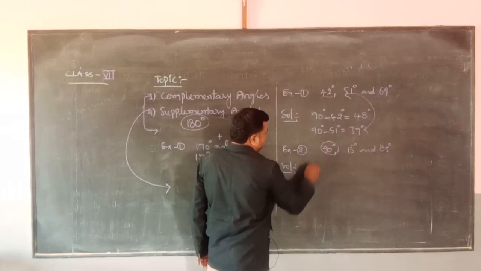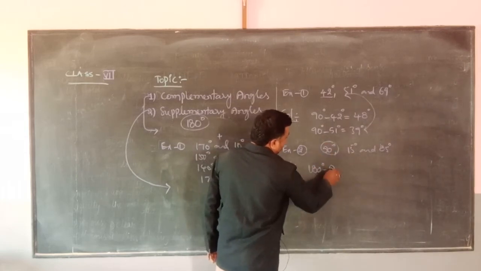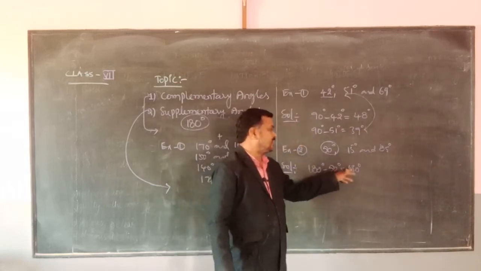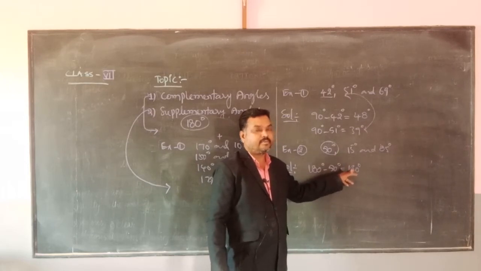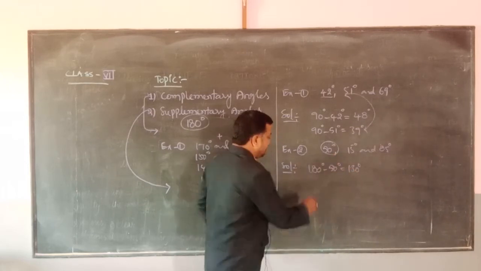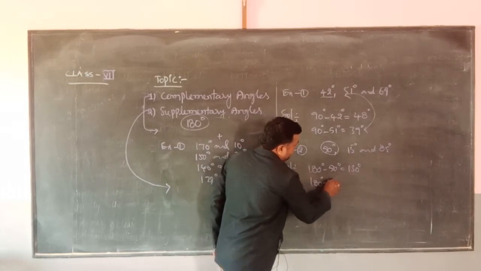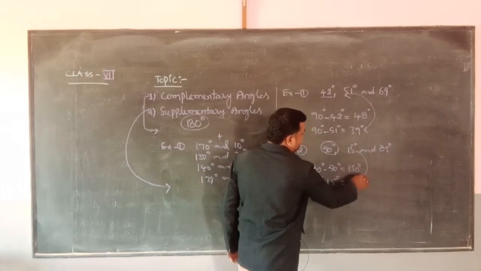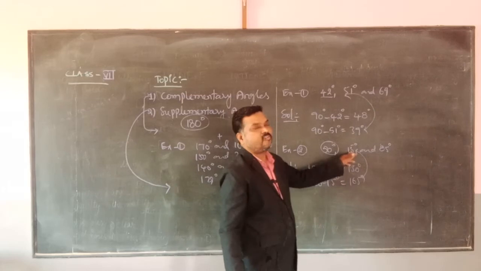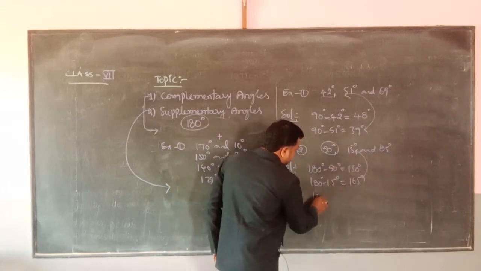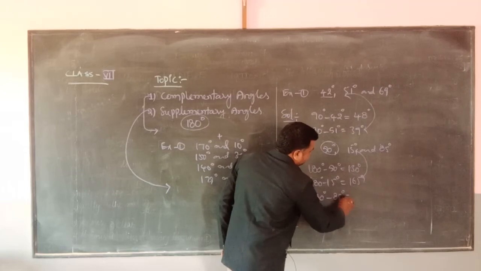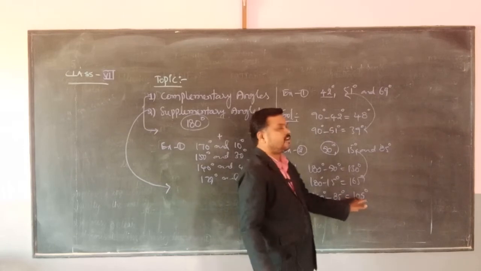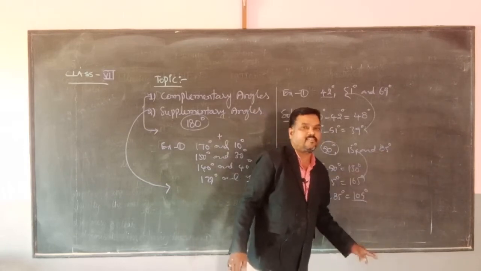First one is 50 degrees. 180 minus 50 degrees is equal to 130 degrees. It means 130 degrees is the supplementary angle of 50 degrees. 180 degrees minus 15 degrees is equal to 165 degrees. 165 is the supplementary angle of 15 degrees. 180 degrees minus 85 degrees is equal to 95 degrees. So 95 degrees is the supplementary angle of 85 degrees.